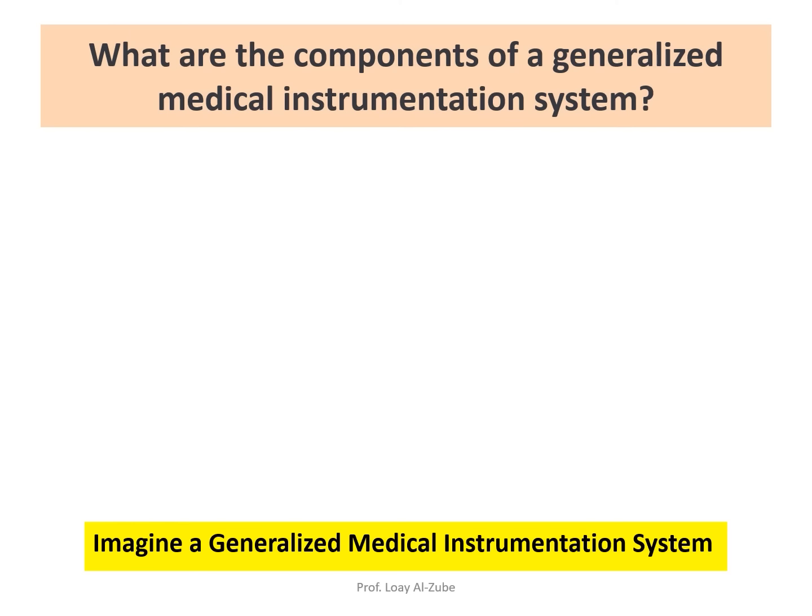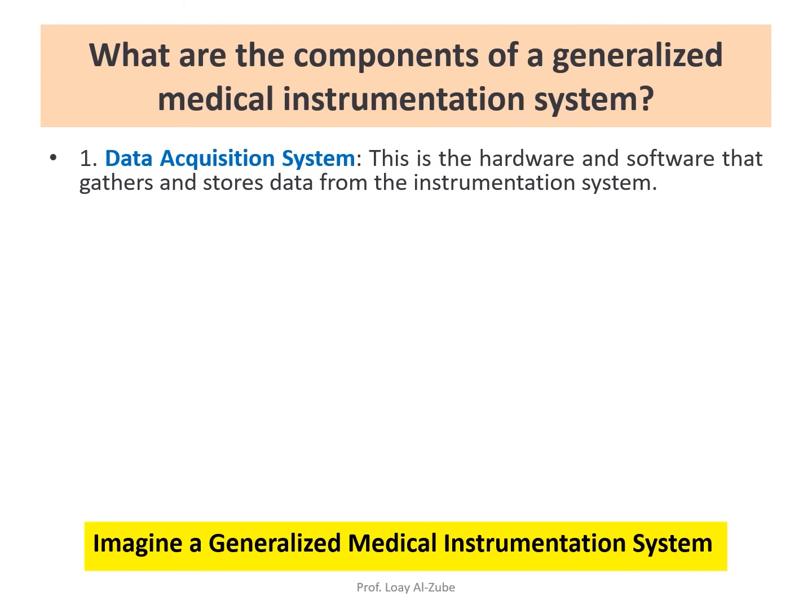Now, the components of it: let's say I went to the hospital and I want to look at the MRI device, the magnetic resonance imaging device. What are the components of that device? That's an instrument. You can think of an ECG system, whatever, anything in the hospital. They have to have these specific components. Component one, we need a data acquisition system. This is the hardware and software that generates and stores data for the instrument.